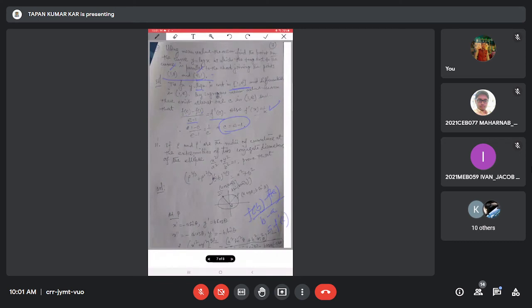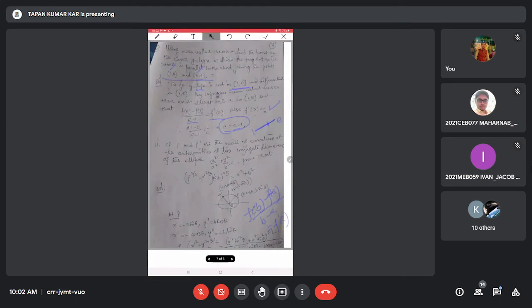So the point is what? The point is e minus 1. It lies between 1 and e. Sorry, e minus 1, yes. So this is an example of the mean value theorem based on the geometrical interpretation of the Lagrange mean value theorem.